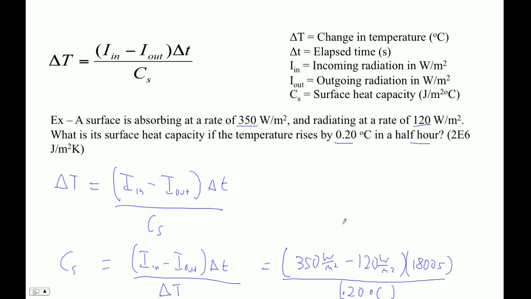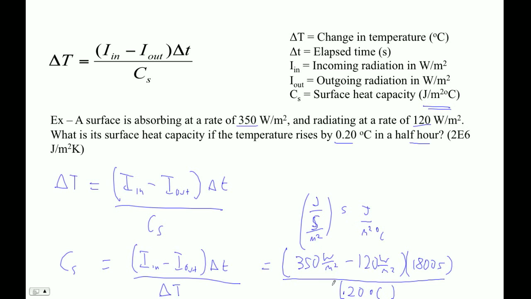Okay, and then the reason that this ends up having the right units of joules per square meter degrees Celsius is that a watt is a joule per second, per square meter. And then here we're multiplying by seconds. That's supposed to be an S. And so we'll end up in the numerator of this thing with actually joules per square meter, and then divided by degrees Celsius, and then you end up with that.